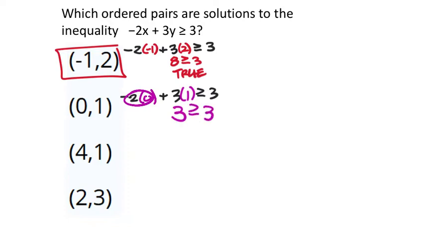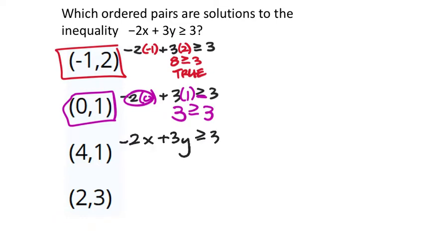Now this one, notice that it's equal. That means it would be on the line, so this would not actually be a point that you would test. But since there's an equal part there, we would say this is a solution. If it was just greater than and not the equal part, then we would say it's not a solution, because 3 can't be greater than 3. Just understand this one would be on the line.